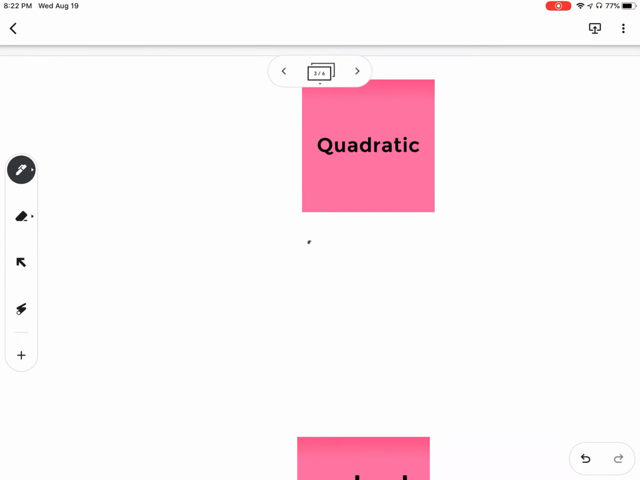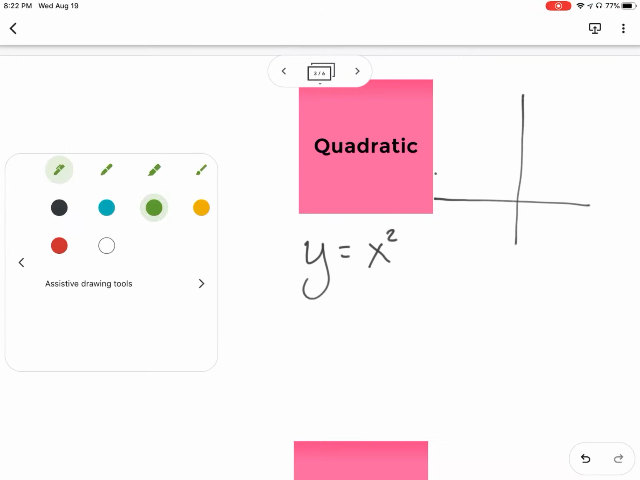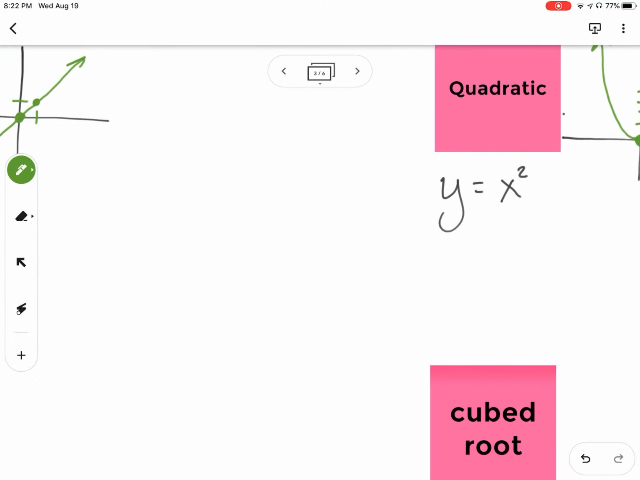That's y equals x squared for quadratic. And the graph, the vertex is on 0, 0, and it's going to curve up on both sides, giving it a U shape. It's going to be 1, 2, 4 are key points there. These are going to help us when we do graphing later. That's quadratic.